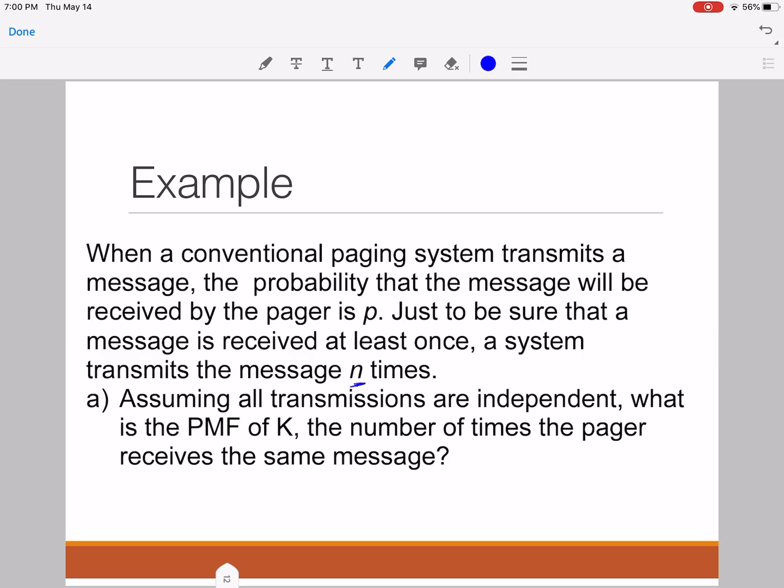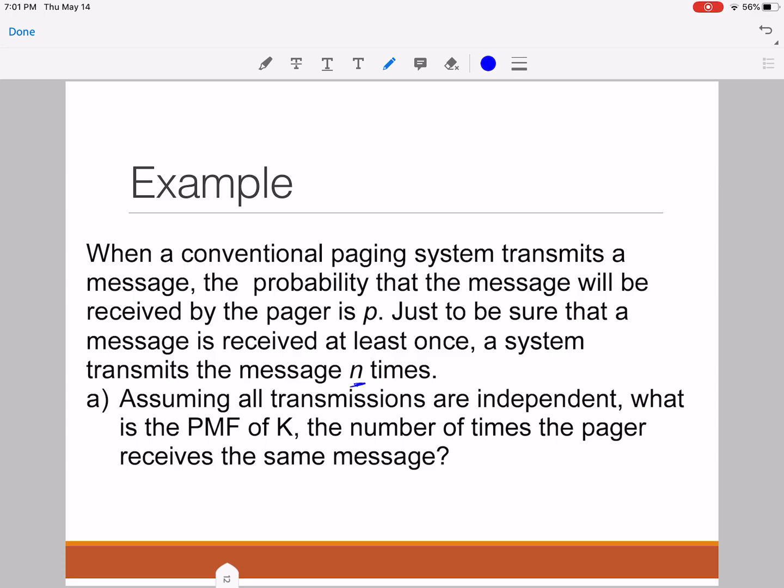So for example, if I have to be just sure that my destination is receiving my message, I'm just going to bombard it with n messages, out of which it may drop some of the packets or messages and receive a certain number of messages. So let's assume that all transmissions are independent, and of course they are going to be Bernoulli trials because either the message is going to be received or not. What is the PMF of k, the number of times the pager receives the same message?